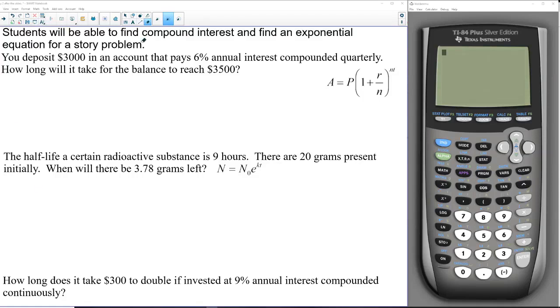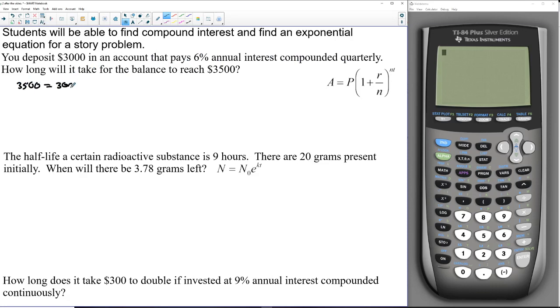Students will be able to find compound interest and find an exponential equation for a story problem. You deposit $3,000 into an account that pays 6% annual interest compounded quarterly. How long will it take for the balance to reach $3,500?